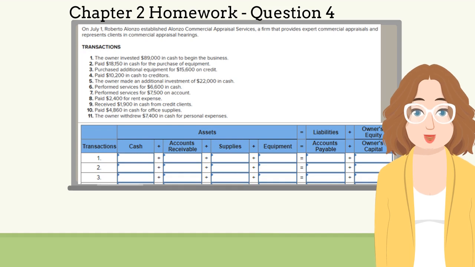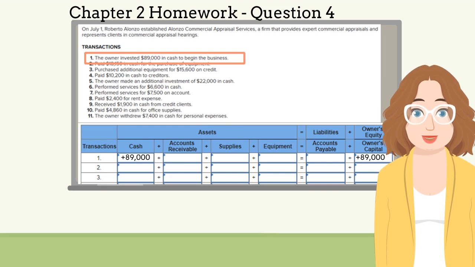For question 4, you have transactions that are very similar to the transactions of Eli's Consulting. Your task is to analyze every business transaction and decide what happens to the financial resources of the company. Let's do the first 2 together. For the first business transaction, the owner invested $89,000 in cash to begin his business. So the business now has more cash and the owner's share of the business increased as well. Let's write that into the table.